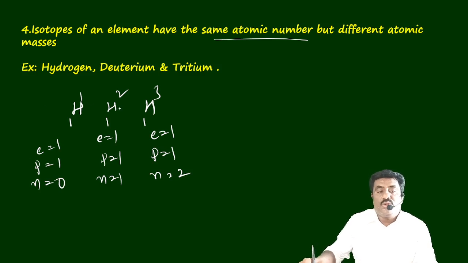So hydrogen, deuterium, tritium. Isotopes of an element have the same atomic number but different mass number. Here hydrogen is 1, deuterium is 2, tritium is 3. Yes. Have a look at the next example.